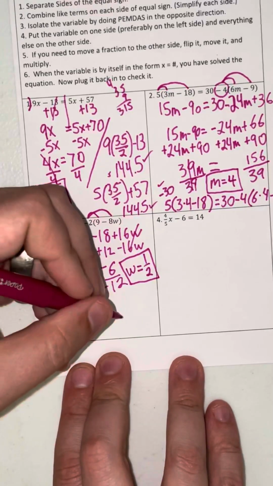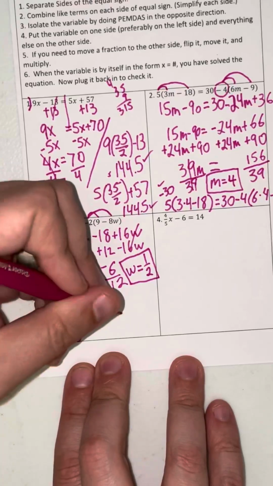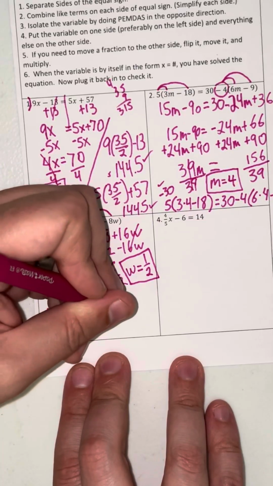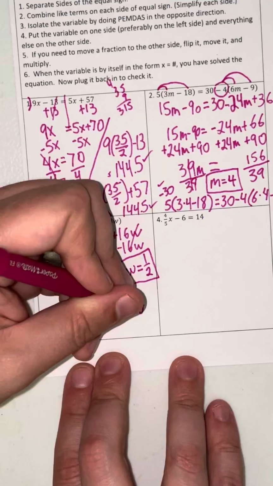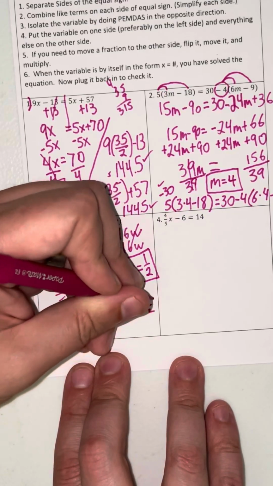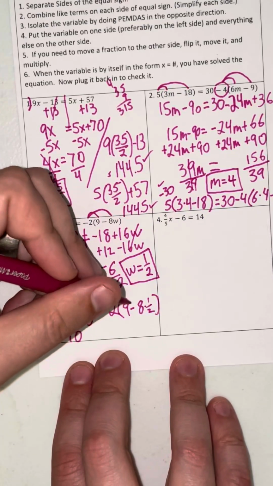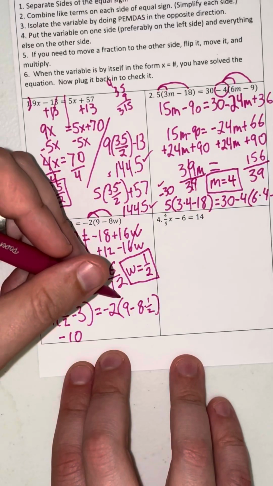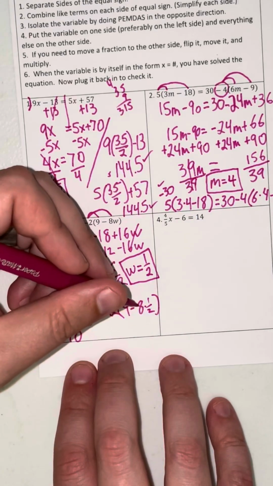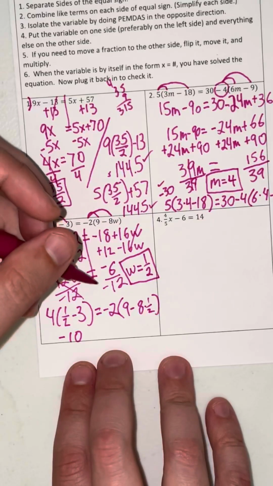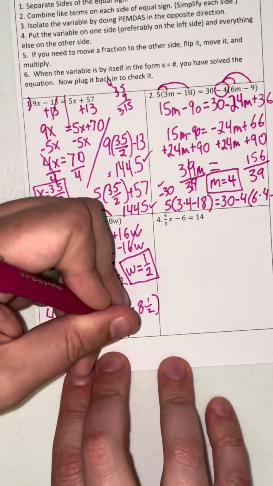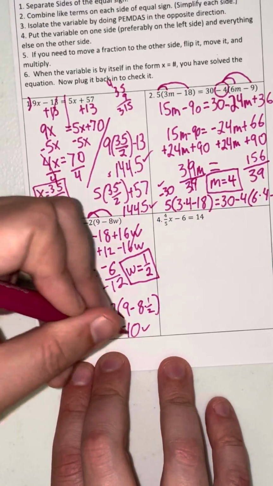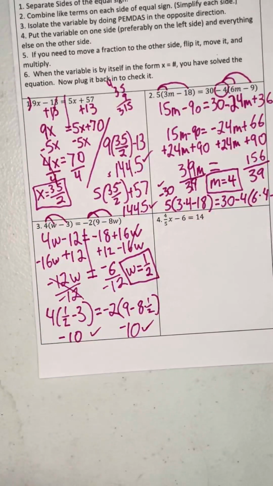And on my other side, I have negative 2 times 9 minus 8 times 1/2, which would just be 9 minus 4. So 9, 8, 7, 6, 5. Positive 5 times negative 2, again, gives me a negative 10. So there's my check. Those check out.